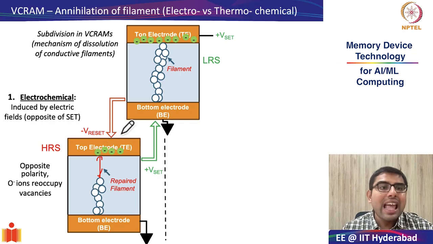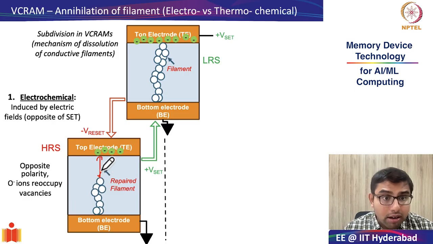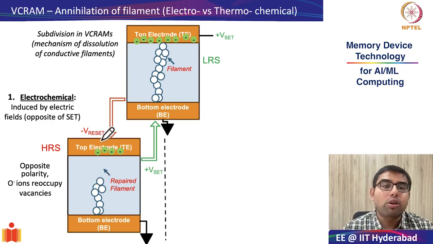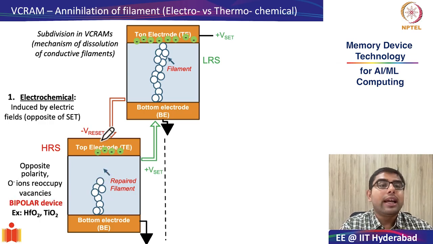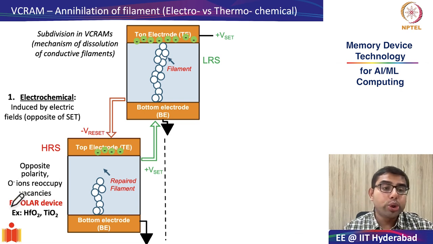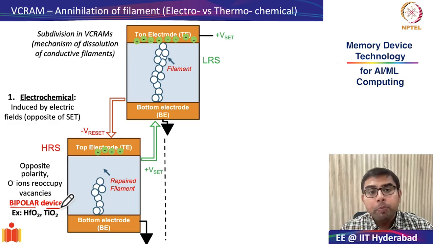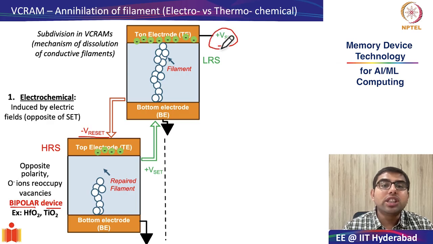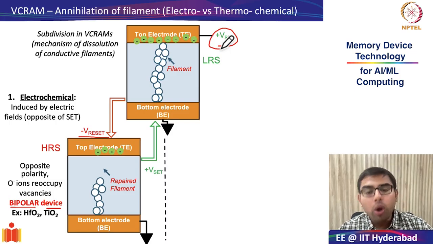When you apply an electric field from the external place, there will be a regrowth of the filament starting from this end only. Why? Because the conductive element or the conductive tip of the filament is closest to the top electrode. And that is why we call electrochemical VCRAMs also bipolar devices. What is the meaning of bipolar device? It means that the polarity required for reset is opposite to the polarity which is required for set. Okay, common oxides which show bipolar electrochemical VCRAM behavior are HfO2 and TiO2.